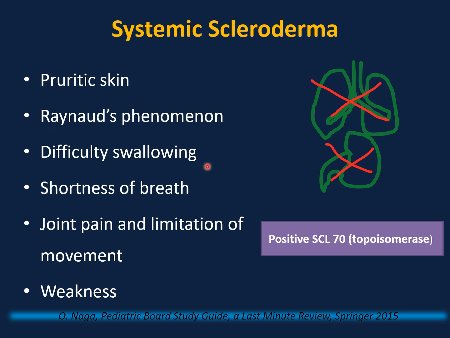Difficult swallowing or esophageal dysmotility, shortness of breath and chest pain, joint pain and limitation of movement and muscle weakness, commonly involve lung and can cause interstitial fibrosis or sclerosis, affects the kidney as well. In 2/3 of the cases can be associated with positive SCL70 topoisomerase antibodies.